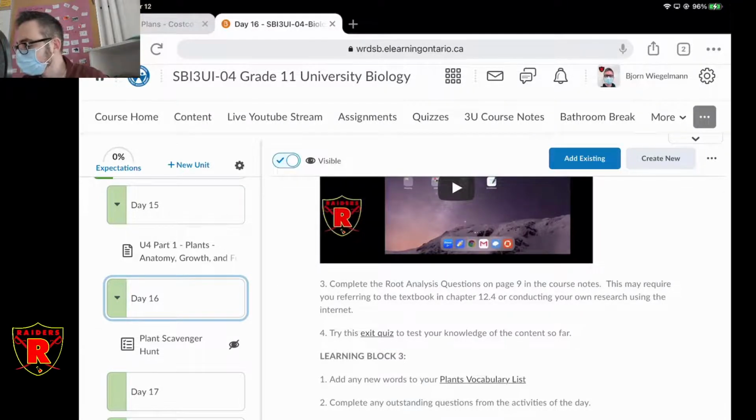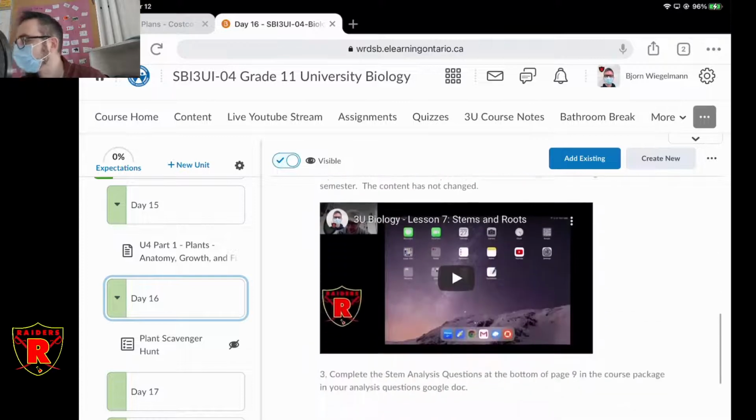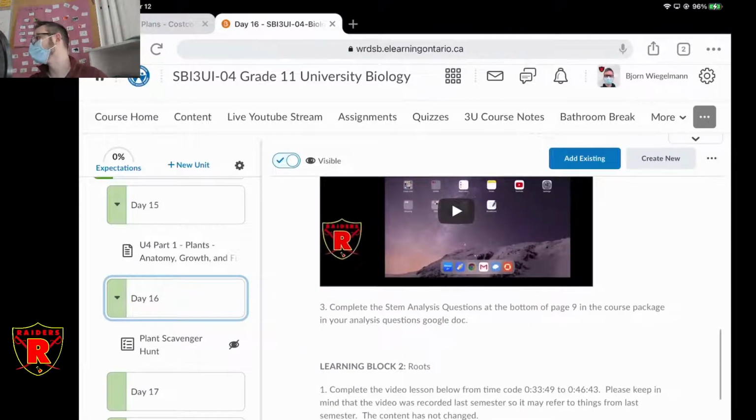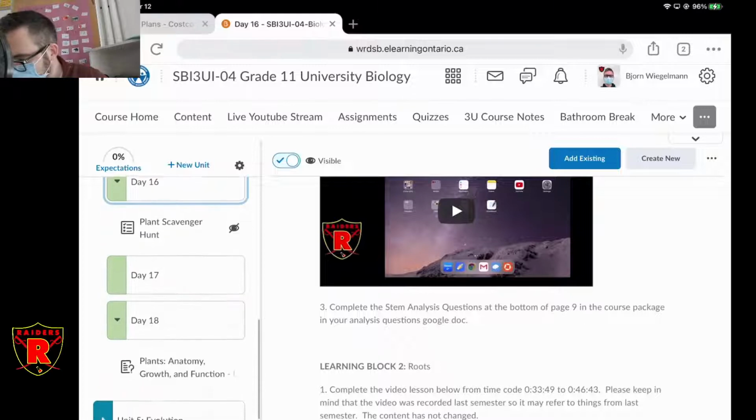Tomorrow we're going to put this stuff together and talk about transport from the roots all the way up to the leaf. So we're going to be combining the anatomy of these different plant organs together and looking at transport in between those different organs. And we're going to be doing a flower dissection.